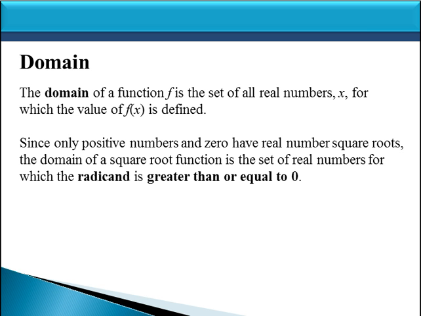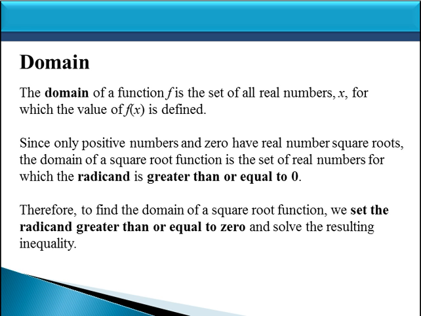So for a square root, remember that only positive numbers and 0 actually have real number square roots. Because remember, if you take the square root of a negative number, that's not equal to a real number. So since that's the case, the domain of a square root function is the set of real numbers for which the radicand is greater than or equal to 0, since those are the only type of numbers that will give us a real number square root.